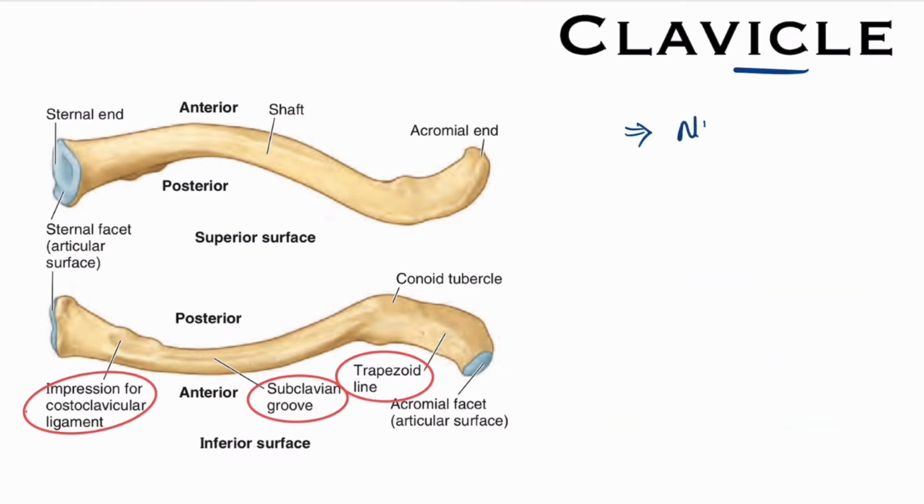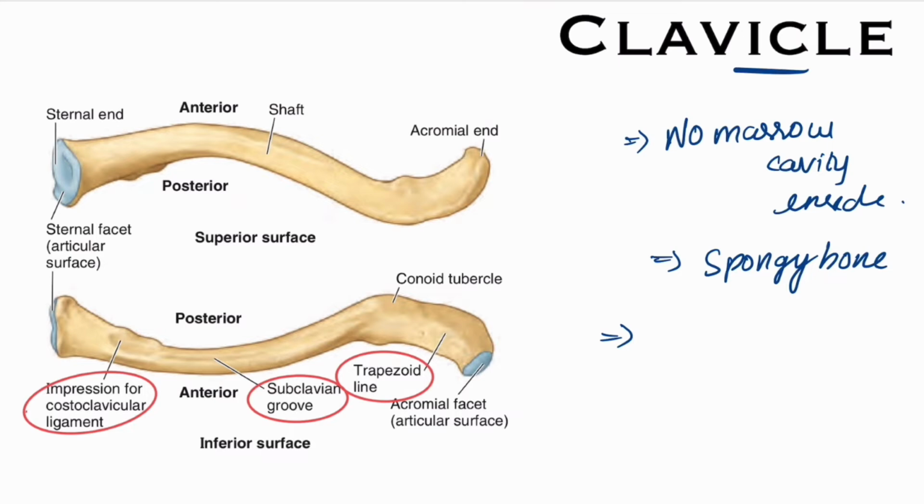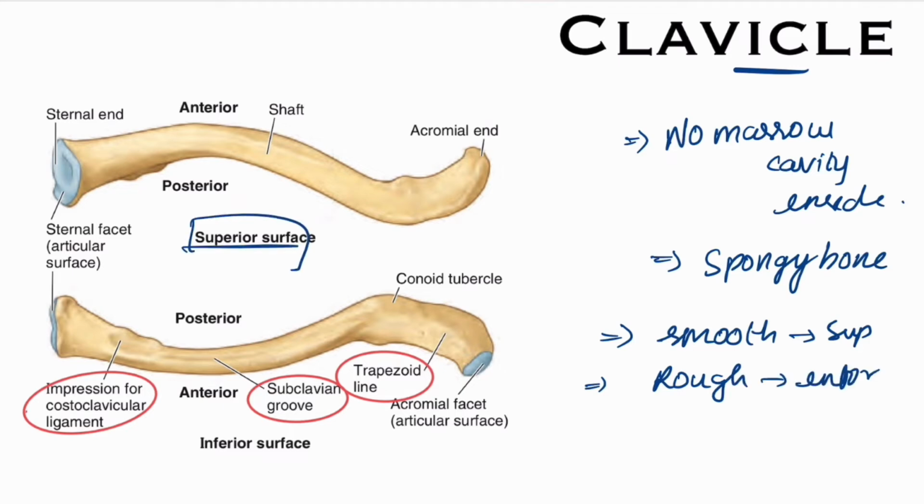Clavicle has no marrow cavity inside. It is a spongy bone, and the superior surface of the clavicle is smooth and the inferior surface is rough. This is the superior surface, this is smooth, and this is the inferior surface, this is rough.